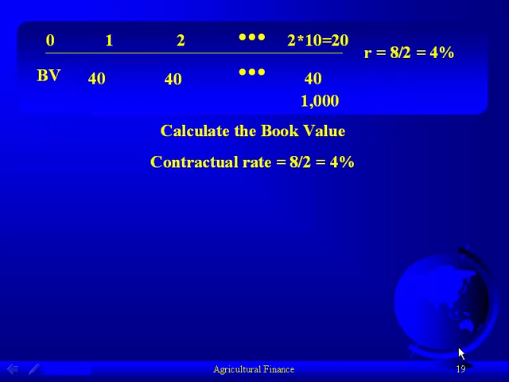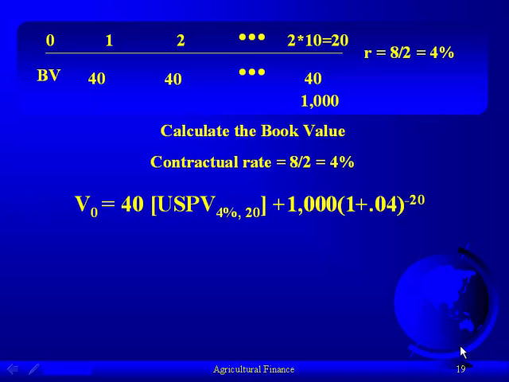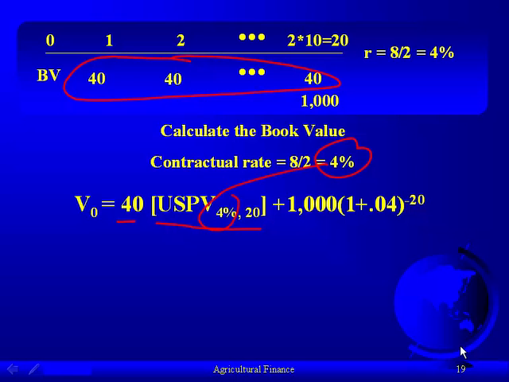Here we have to be careful because the contractual rate was 8%, which means we have to take that annual rate and divide it by 2. It's divided by 2 because it's semi-annual payment. Okay? So in this particular case, notice that we have a uniform series. If we want to find the present value of a uniform series, we're going to use the uniform series present value factor at the contractual rate for 20 periods.